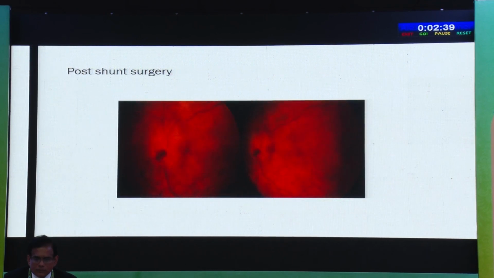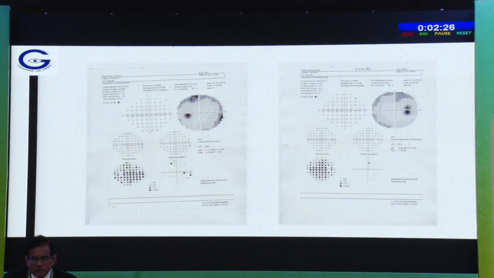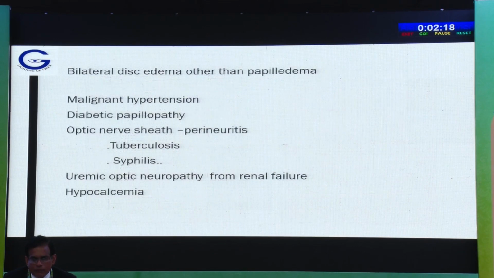So he was sent to the neurosurgeon. He did a VP shunt, and this is the post shunt surgery picture. The papilledema reduced markedly, and this was the HFA picture post surgery. So if we intervene at the appropriate time, we can salvage the vision of the patient.